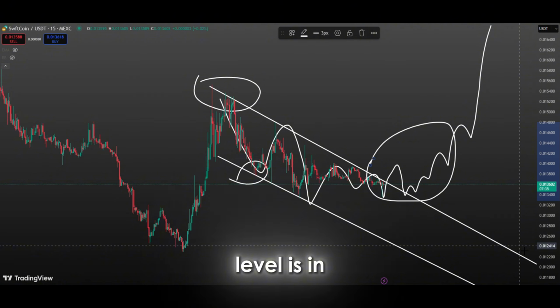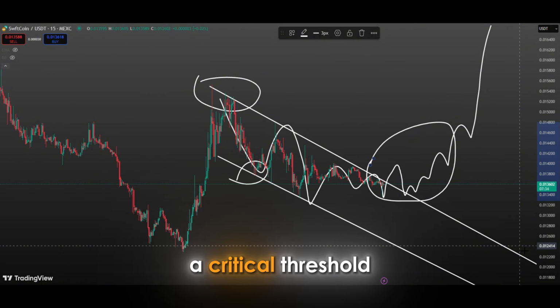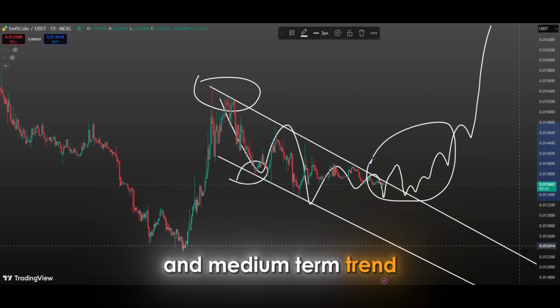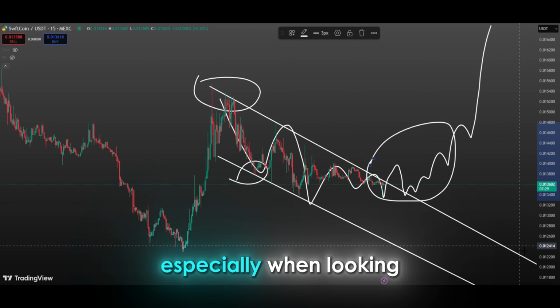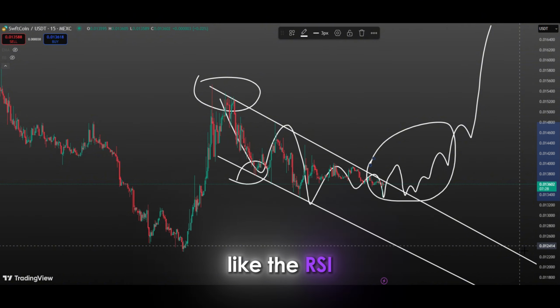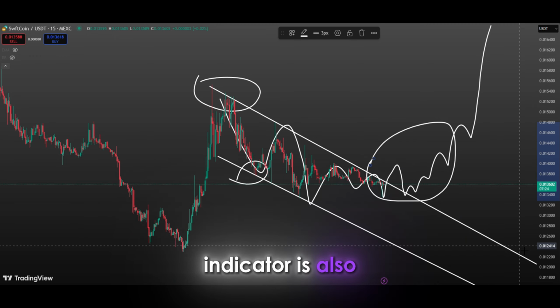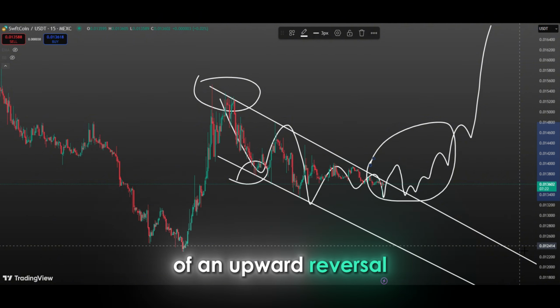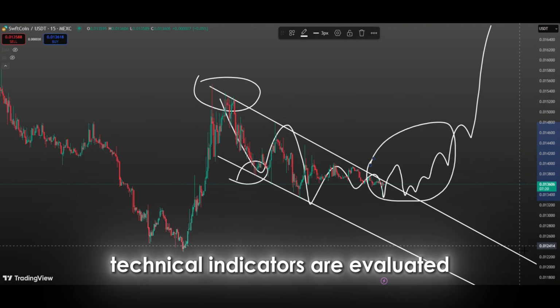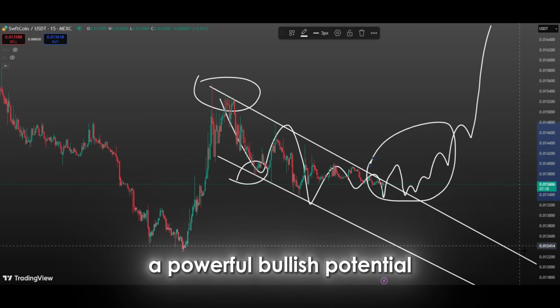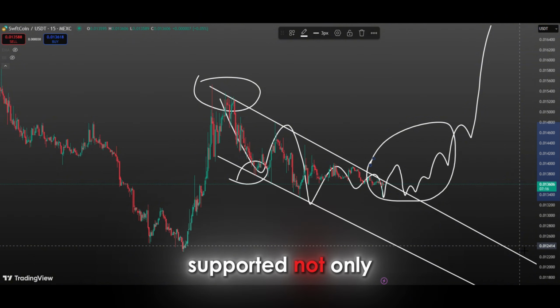The current price level is, in this sense, a critical threshold. The price action that occurs here could determine the direction of the short and medium-term trend. Especially when looking at other indicators like the RSI, we can see signs of recovery from oversold regions and momentum trying to turn upward again. In addition, the MACD indicator is also starting to show early signs of an upward reversal. When all these technical indicators are evaluated together, if the price makes a strong breakout above the upper band, there will be a powerful bullish potential supported not only by the technical formation, but also by momentum indicators.